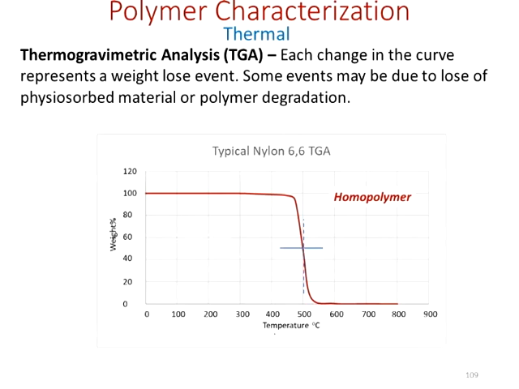So here's an example. We're going to take a couple of examples here to show you what this looks like. Let's take the TGA of this particular homopolymer. Each change in the curve represents a weight loss event. Some events may be due to loss of just physically absorbed material on the polymer, like water or oils from your hand. In this case, we have one drop at 500 degrees C, which means that this polymer is blown apart as basically one piece fell off. Okay, so every time the curve drops, something fell off the polymer.